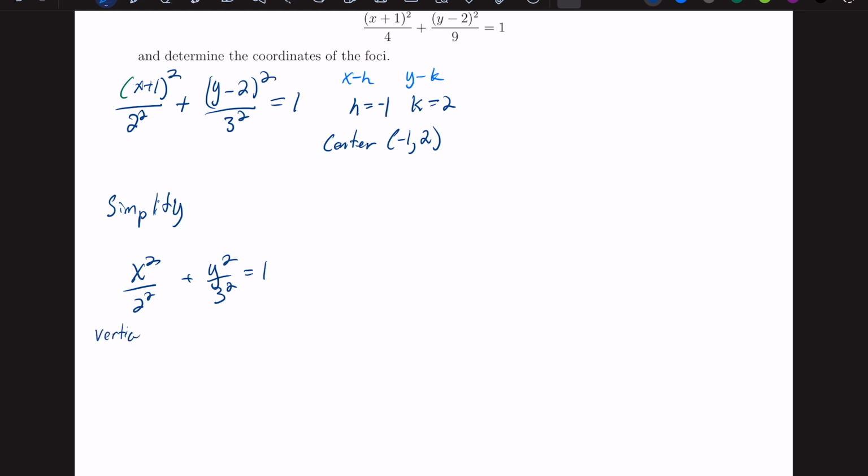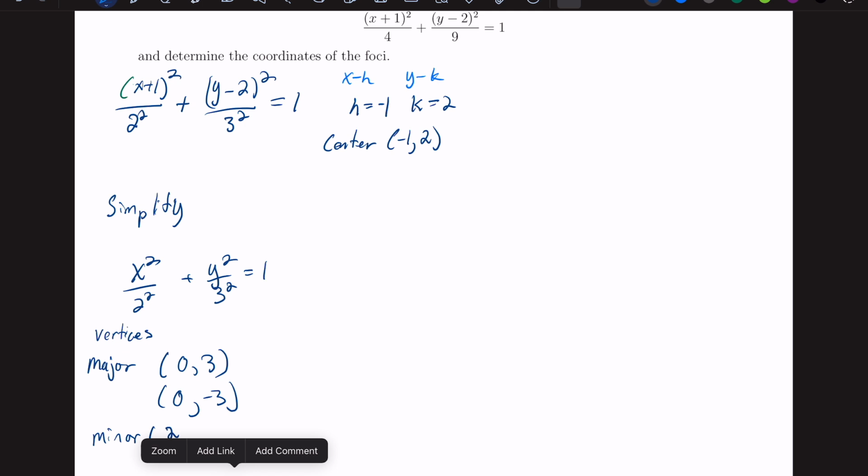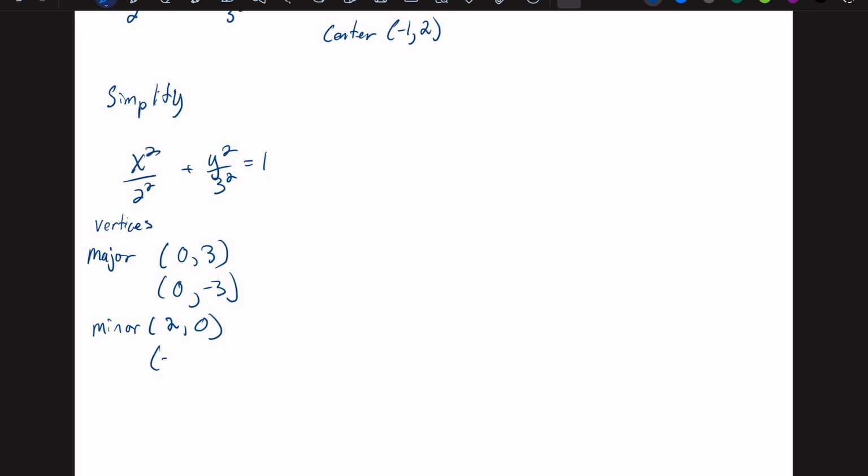All right, from there we can look at the vertices, both the major and minor. So for the major axis, what it would be in the y direction. Notice that 3 is bigger, so again, it would be in the y direction. So we have 0 and 3, and then 0 and -3. For the minor direction, or in the x-axis, the minor vertices would be 2 and -2.